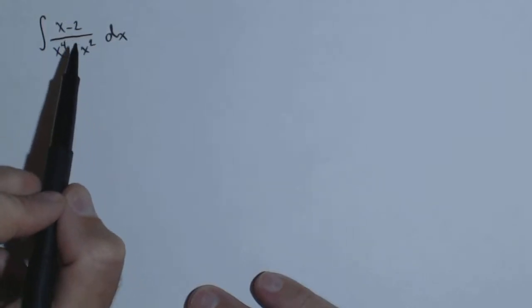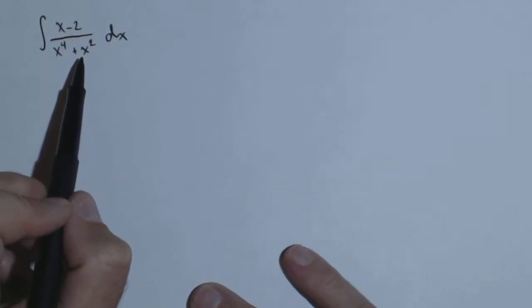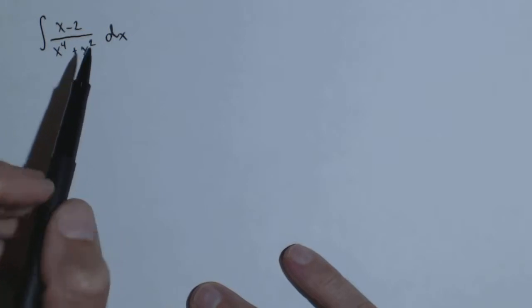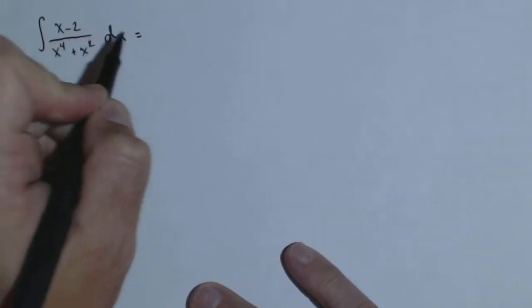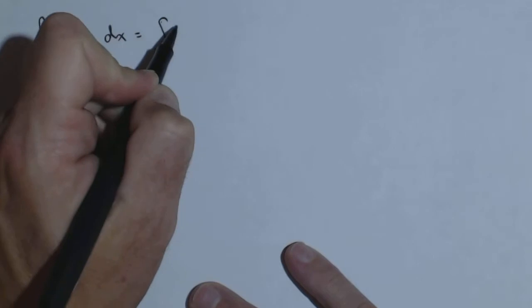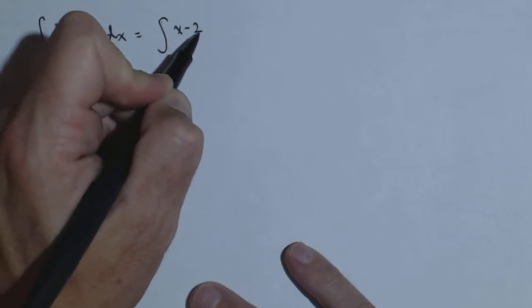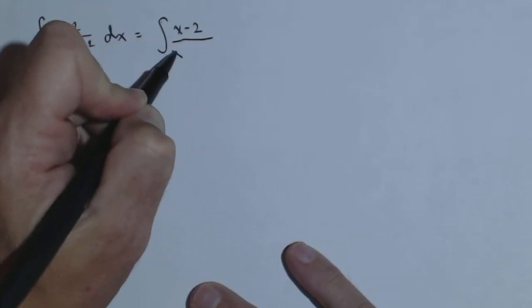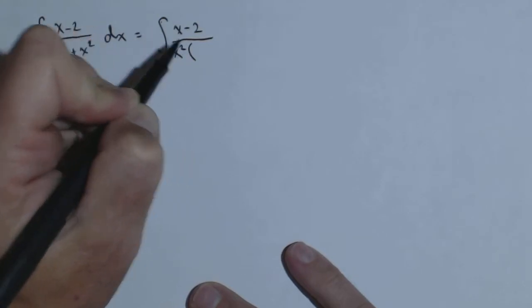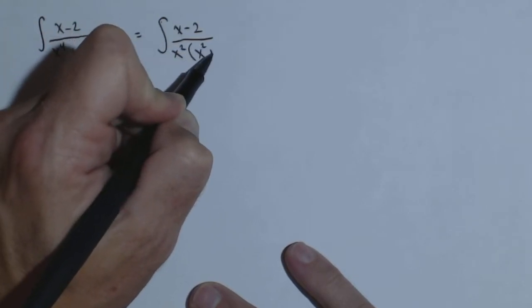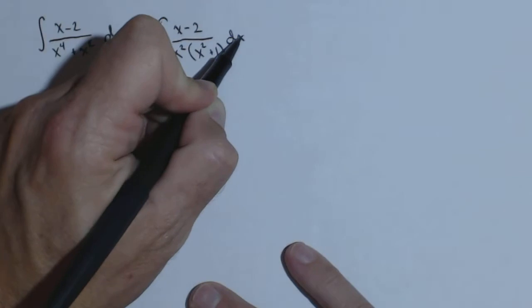So we're going to calculate the following antiderivative using the method of partial fractions. The first thing we want to do is factor the denominator as completely as possible. So, the integral of (x minus 2) over x squared times (x squared plus 1) dx.